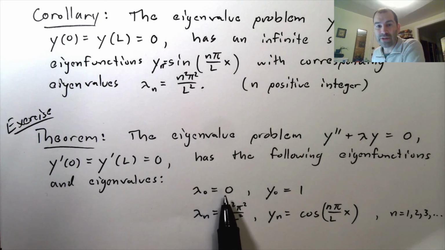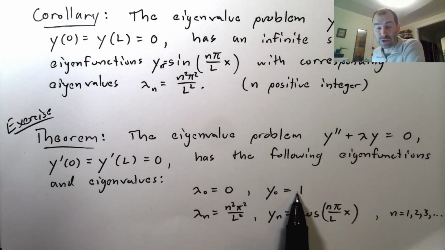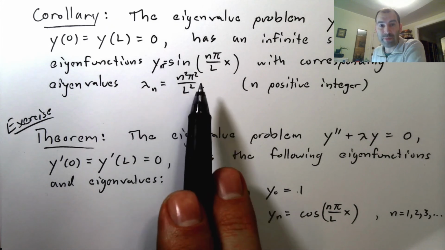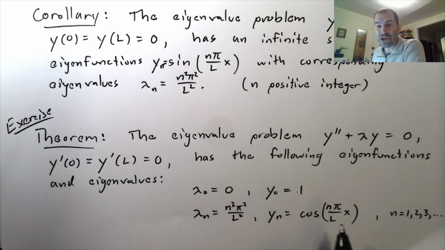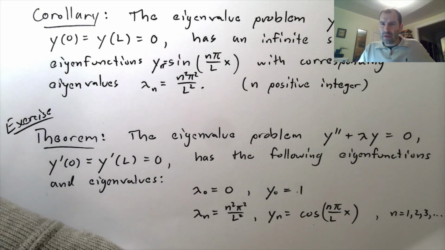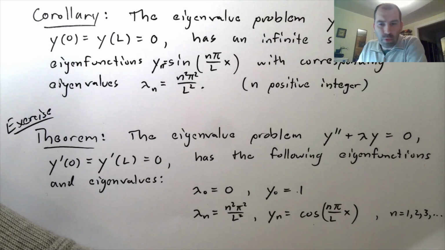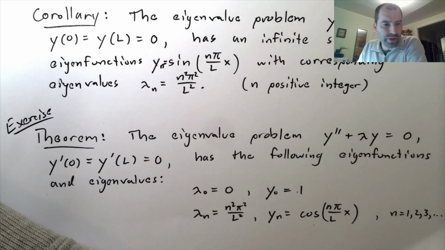It's got eigenvalue 0 with eigenfunction just constantly 1. And then we have the same eigenvalues that we had up here, one for each n, ranging from 1 to infinity, and the corresponding eigenfunctions using cosine this time instead of sine. Okay, so this is, I think, the core of what we needed to talk about for this section. And so that's it for this video. Eigenfunctions and eigenvalues for differential equations.